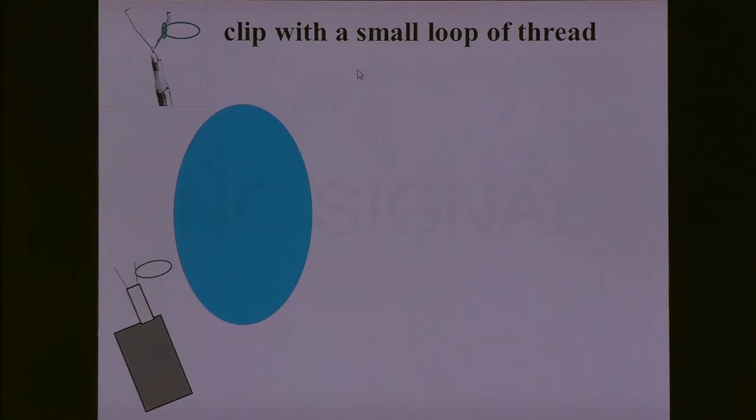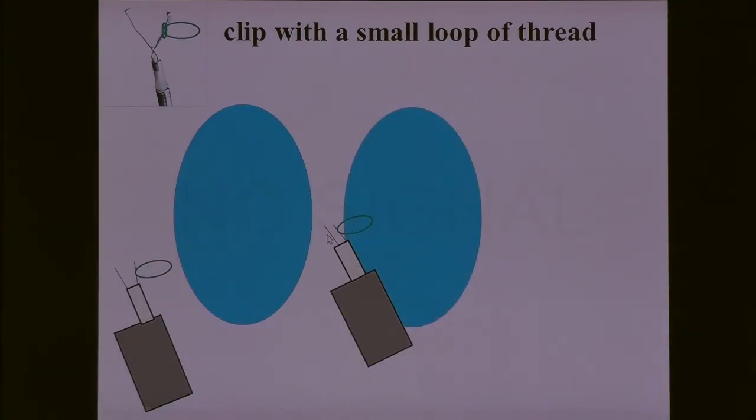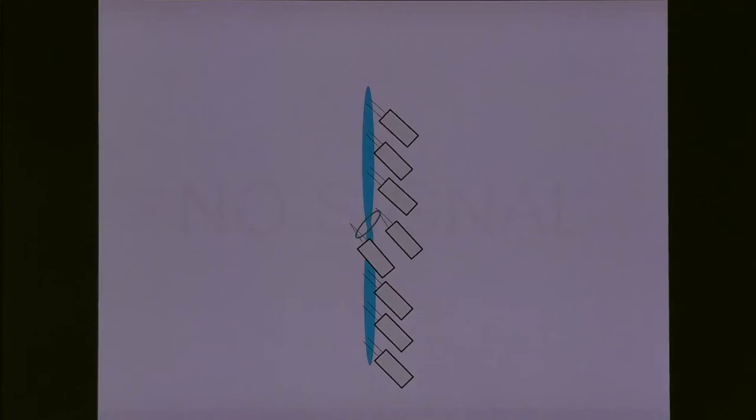And another method is clip with a small loop. You put the small loop at the side, and you hook the loop with another clip and fix the loop at the opposite side. Then the mucosal defect is narrower in width. Here it's narrower. And you can suture the wound like this.